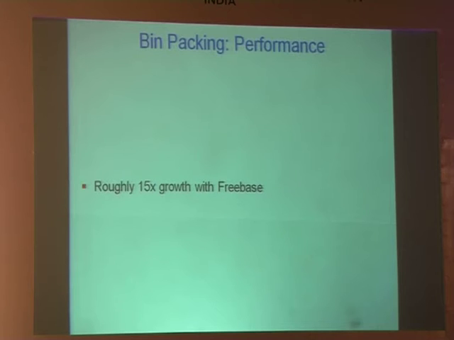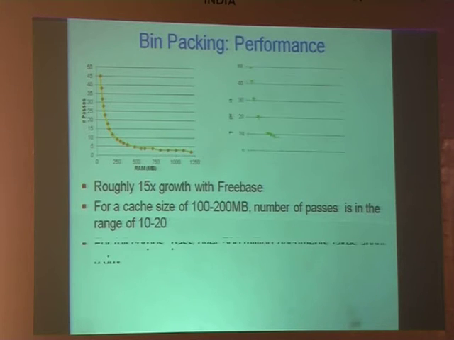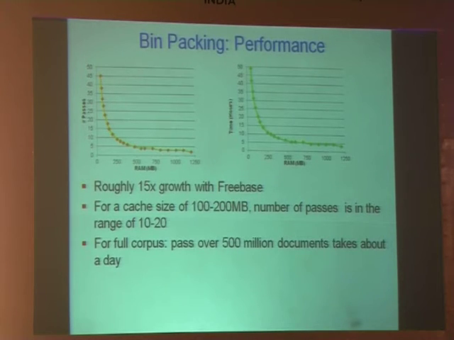How does it perform? As I said, migration to Freebase will result in 15x growth. So this diagram plots an estimate of the number of passes against the bin size. The interesting range to look at here would be 100 to 200 MB, since we are simulating shrinking of RAM, and a 15x shrink of our current model set size will be roughly around that. So for a cache size of 100 to 200 MB, the number of passes is in the range of 10 to 20. To give you an idea of what it actually means, right now a full corpus scan takes about a day. So 10 to 20 such passes will effectively mean 10 to 20 days, as compared to just 2 days taken by our native system.